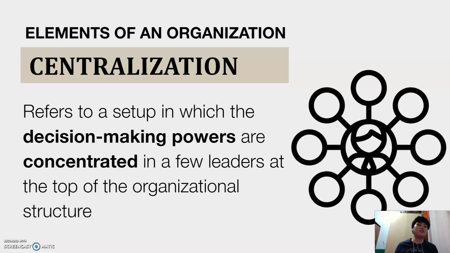Lastly, centralization. Centralization describes where decisions are ultimately made. Once you've established your chain of command, you'll need to consider which people and departments have a say in each decision. Centralization refers to a setup in which the decision-making powers are concentrated in a few leaders at the top of the organizational structure. Decisions are made at the top and communicated to lower level managers for implementation.